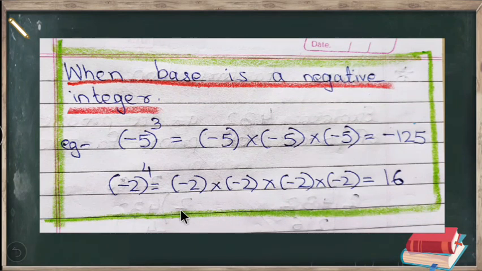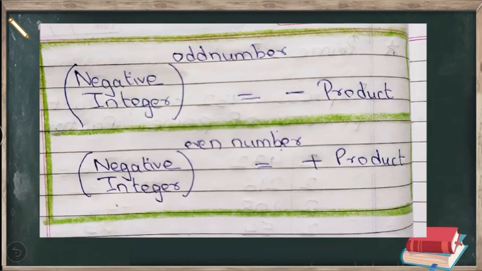So here we observe that if the base is a negative integer, and in the exponent we have an odd number, in that case the product obtained will be negative. And if the negative integer is raised to an even exponent, in that case the product obtained will be a positive number. So we can conclude that when a negative integer is in the base and is raised to an exponent that is an odd number, the product will be negative. And if the negative integer is considered as base and it is raised to an exponent which is an even number, in that case we will get a product which is positive.